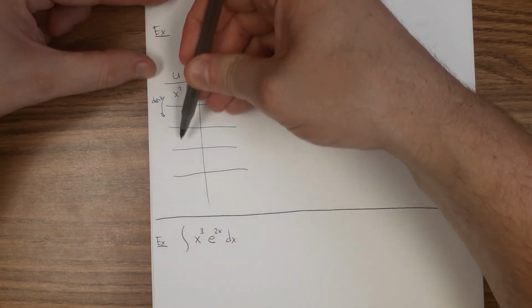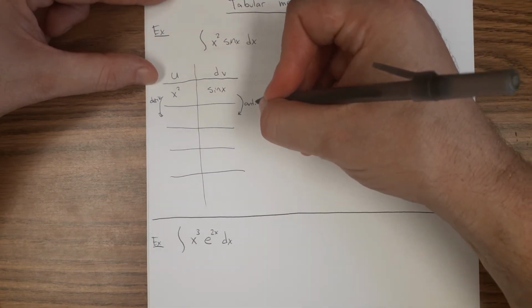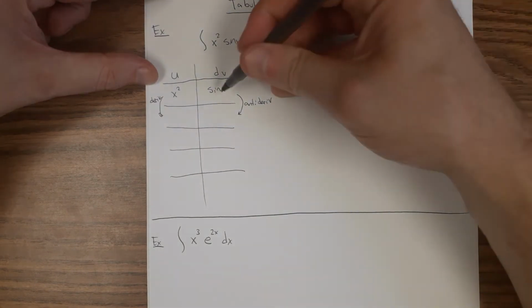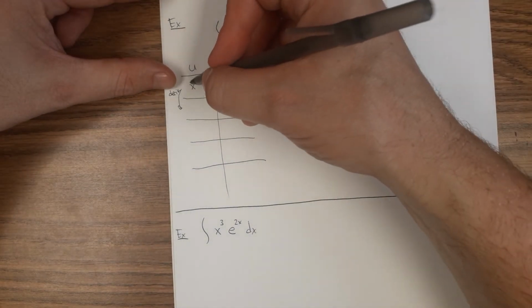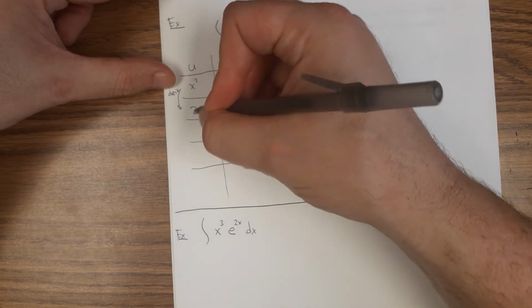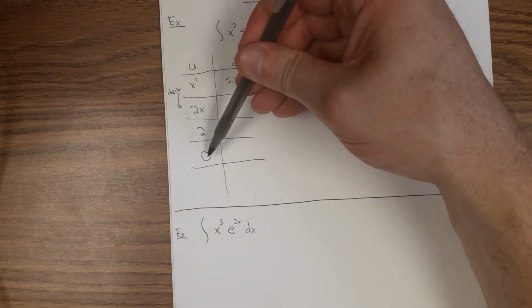This column I keep doing derivatives. This column I keep doing antiderivatives. So here I go. Derivative of x squared is 2x. Derivative of that is 2. Derivative of that is 0. And then once I hit a 0, I just stop. The rest of the column would just be 0, 0, 0 forever, right? Because the derivative is 0. So once I hit a 0, I'm just going to stop.